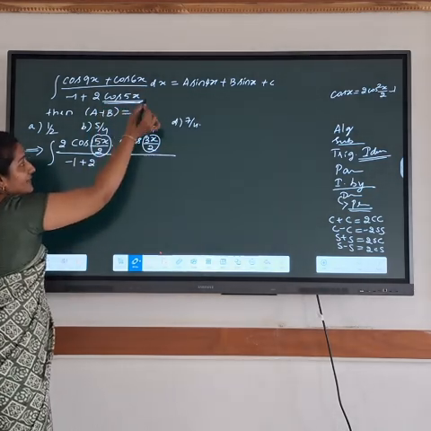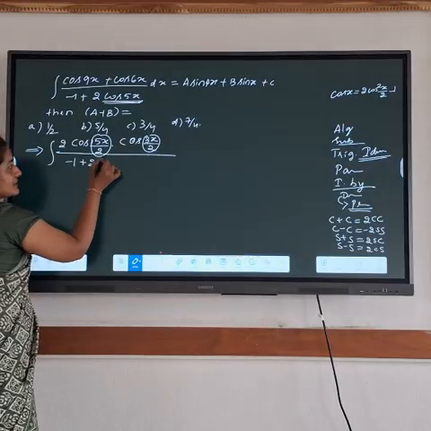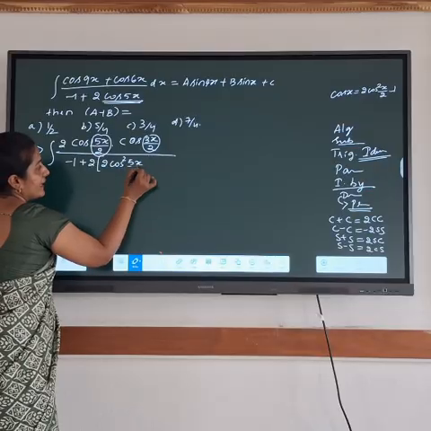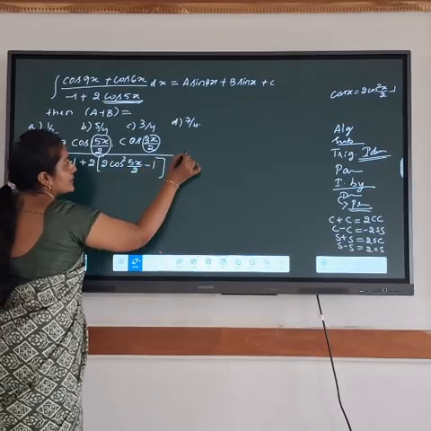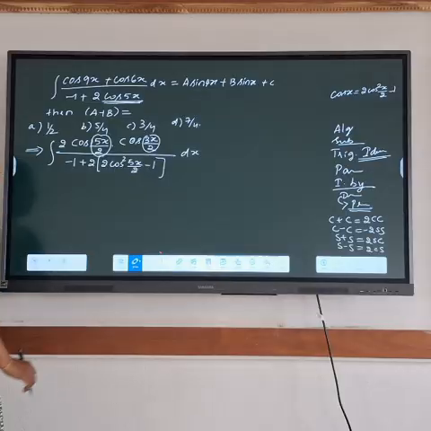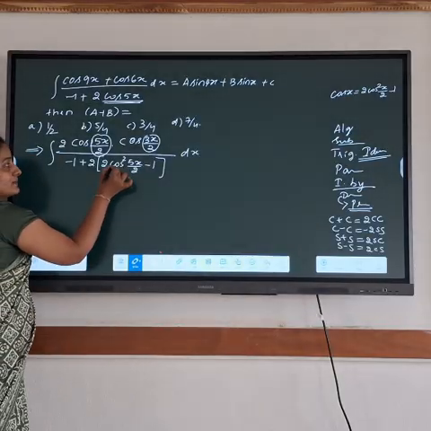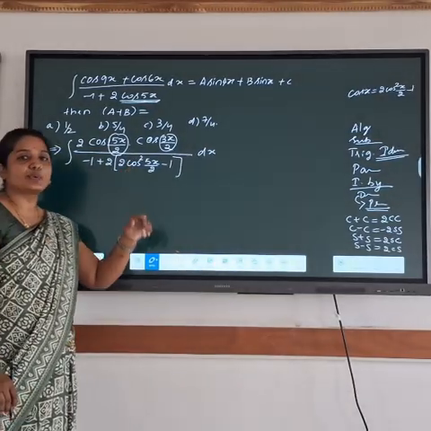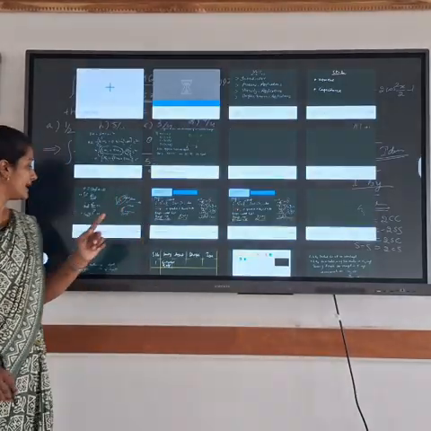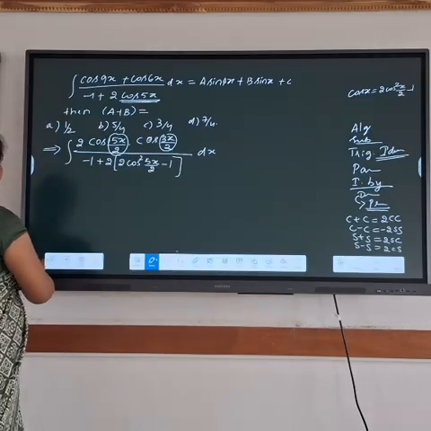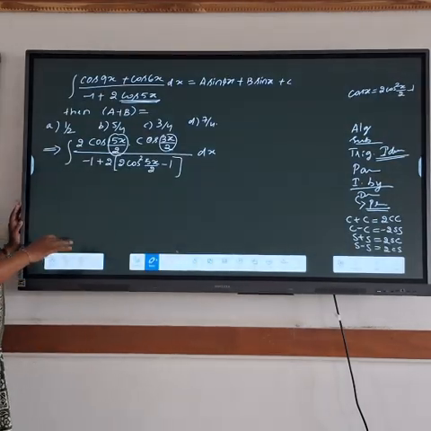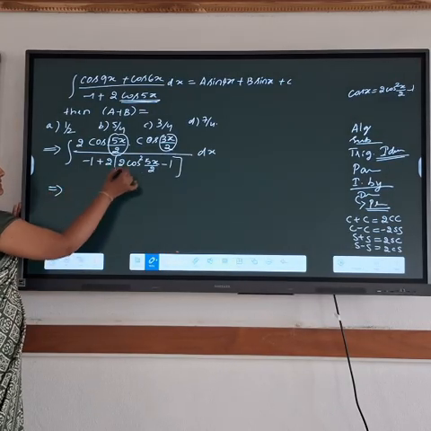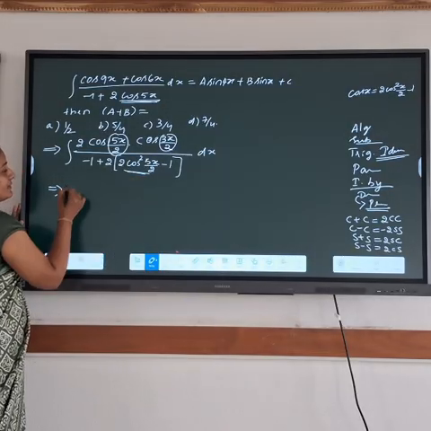Therefore, considering cos 5x in terms of cos x, this can be written as 2 cos square 5x by 2 minus 1. The cos 2x formula we apply here. Why are we converting in terms of cos? Because the remaining terms are in terms of cos only. Cos 2x has 4 variants: in terms of cos, in terms of sine, in terms of cos and sine, and in terms of tan. Since the remaining terms are in terms of cos, we consider cos 2x in terms of cos here. Now we will simplify.